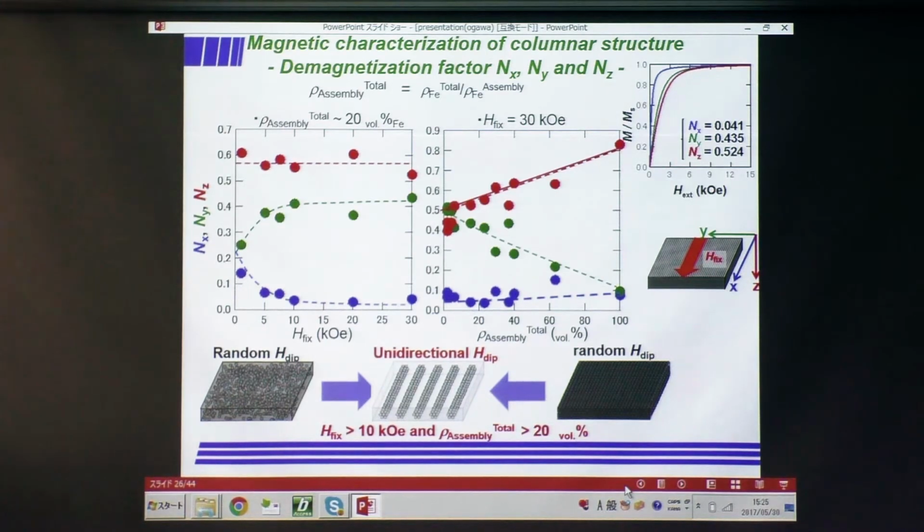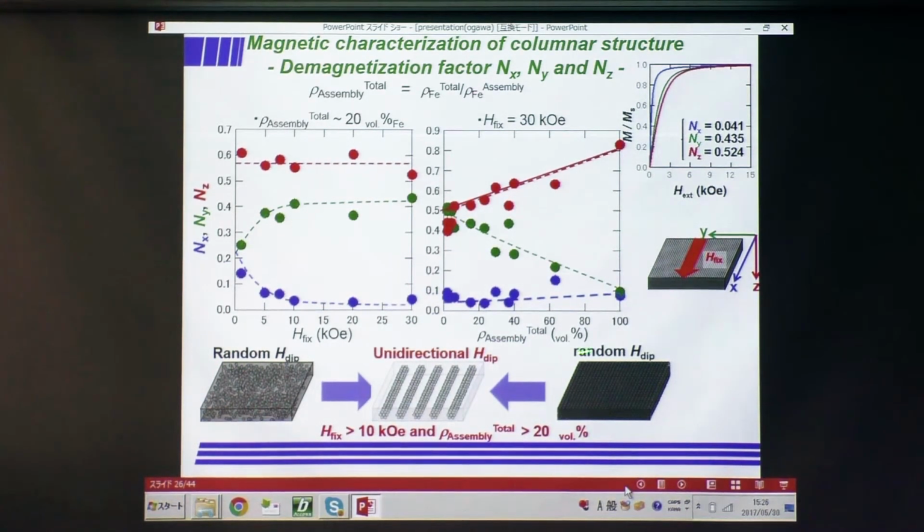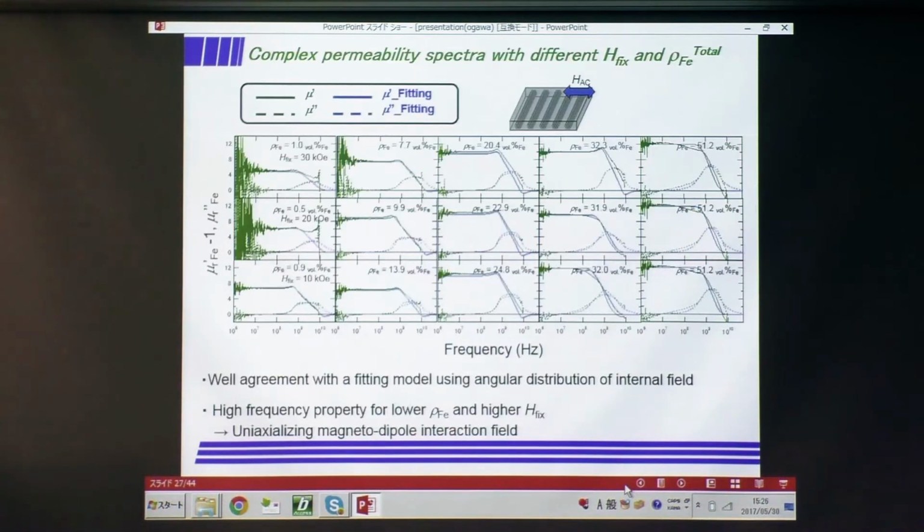On the other hand, in the zero H-fix area and high volume fraction case, NX and NY are almost the same. That means a random dipole interaction inside the nanoparticle assembly, like this picture. So we can fabricate this kind of columnar structure within this kind of process parameter.